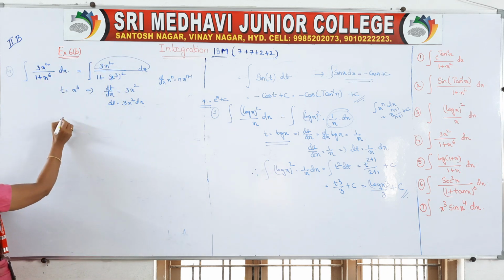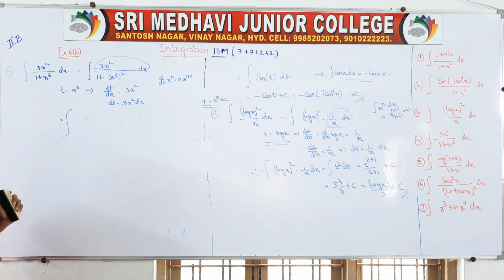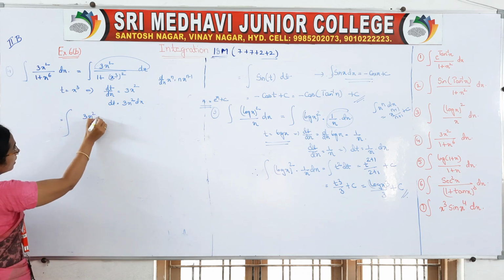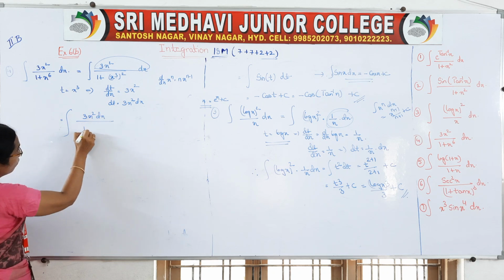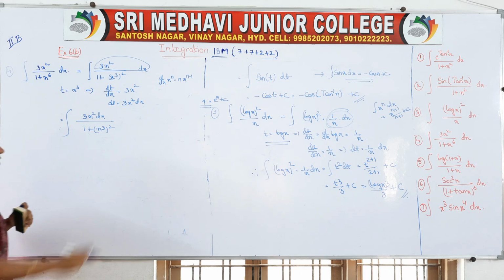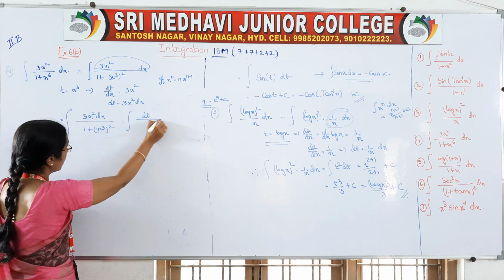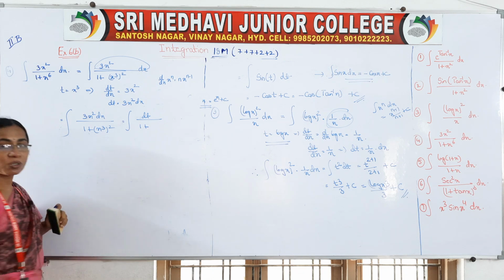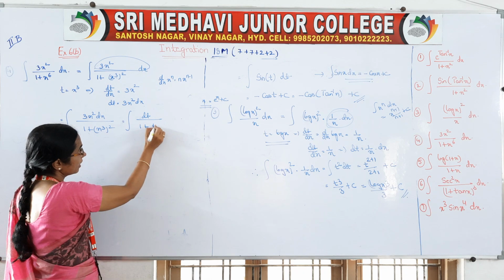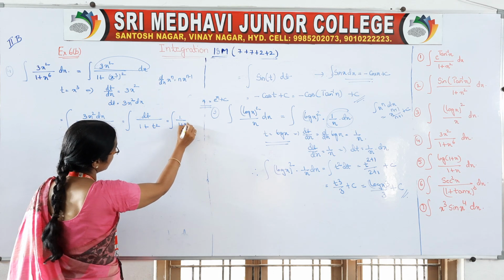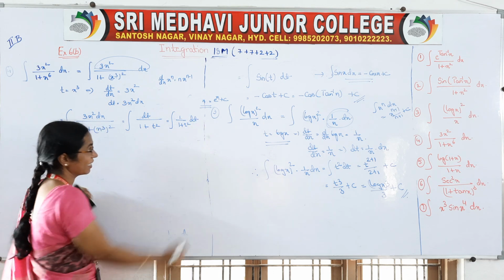So now you take your question or problem. What is that? Integral 3x square dx by 1 plus x cube whole square. Upward value we got it as dt. So dt by 1 plus t square, right? So we can write this as 1 by 1 plus t square dt.